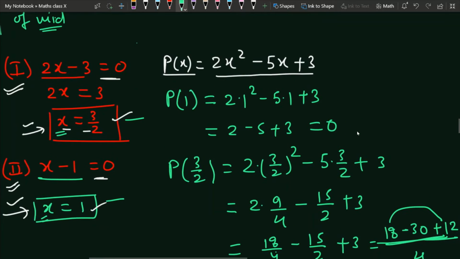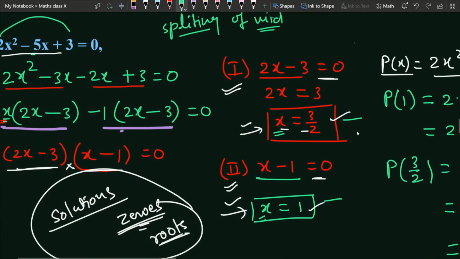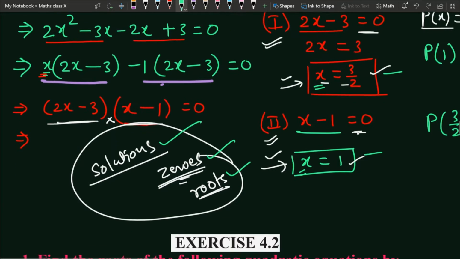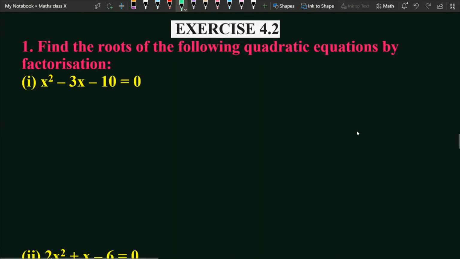That's why they are called zeros of the polynomial, zeros of the quadratic polynomial. They are also called roots, they are also called solutions. So all these three words have the same meaning. Don't be confused when you get any question. Okay, so let us move further inside the exercise. Let's just have a look.